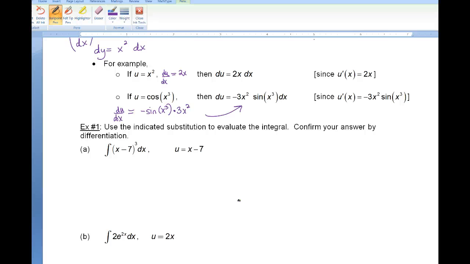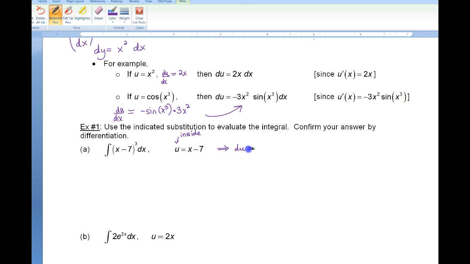Okay. So let's see what this one looks like. We want to integrate (x minus 7) to the third dx. So in the beginning, I'm going to tell you what u is equal to. Whenever we think of u, we think of what's on the inside. So if my inside part is x minus 7, I'm going to let u equal x minus 7.